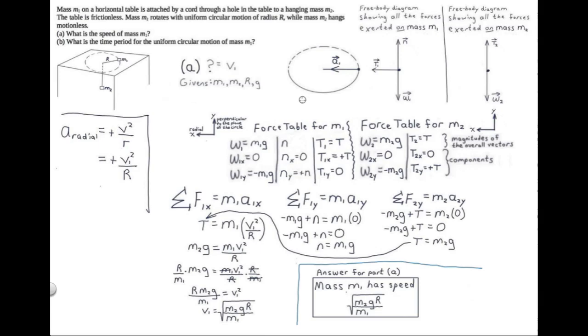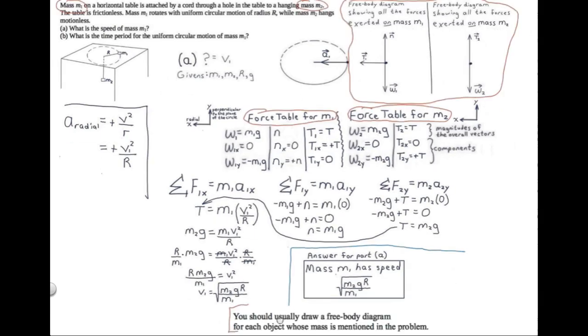Now let's do a recap. It's usually best to apply Newton's second law to each object whose mass is mentioned in the problem. So for this problem, we apply Newton's second law separately to mass m1 and to mass m2. That means that we need 2 separate free body diagrams, one for object 1 and a second for object 2, and we need 2 separate force tables, one for object 1 and one for object 2.